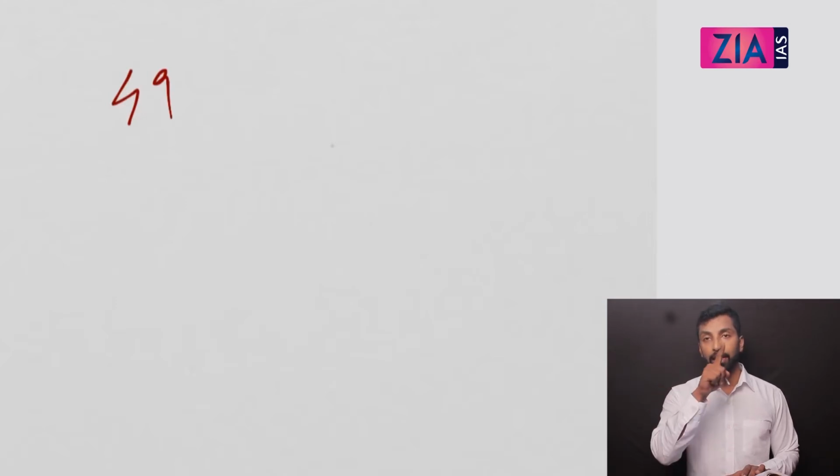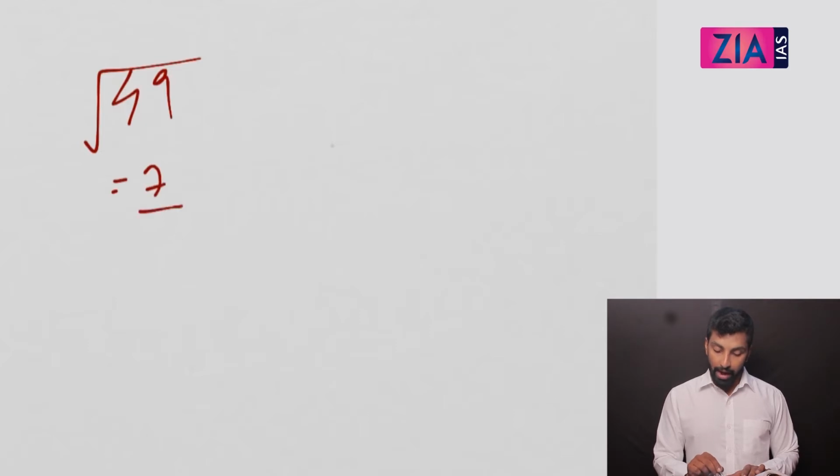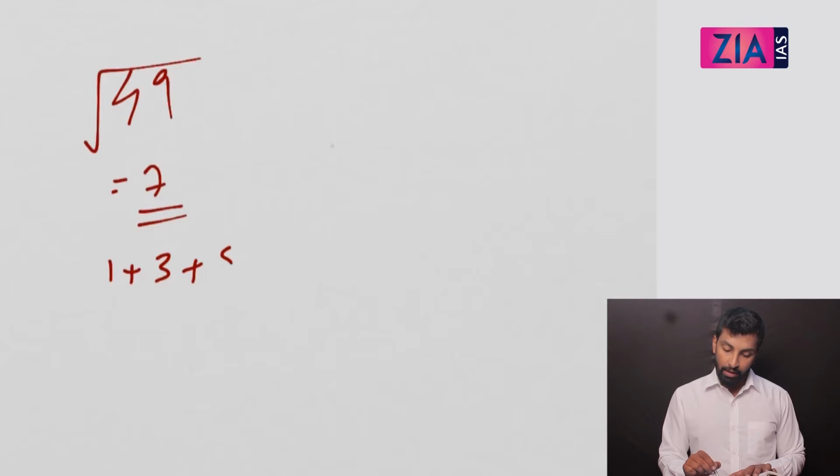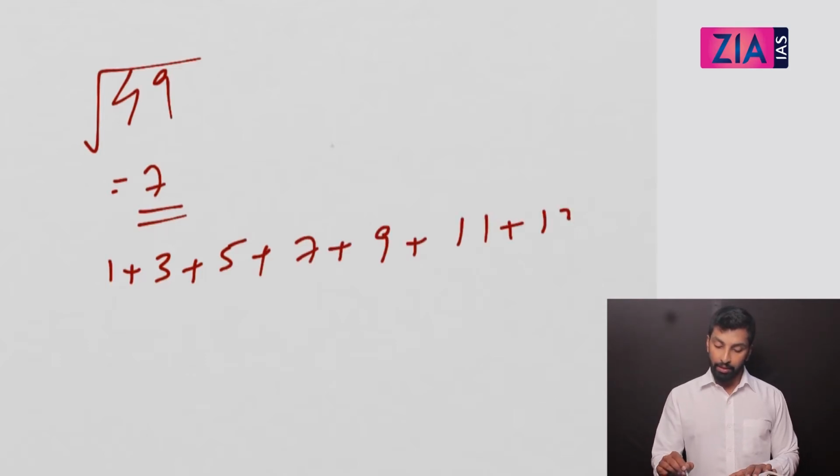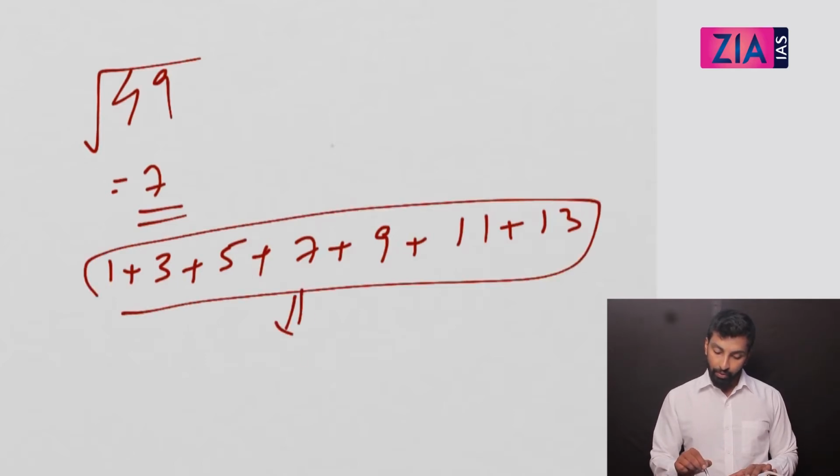The second property is an interesting property. Any square number you take, you can write it as a sum of consecutive odd numbers. See, let's take 49. I need to write it as a sum of consecutive odd numbers starting from 1. So what you need to do is take the root of 49. What is that? 7. Now write the first 7 consecutive odd numbers: 1 plus 3 plus 5 plus 7 plus 9 plus 11 plus 13, right? 7, yeah. Now you add this, and what you get is 49.